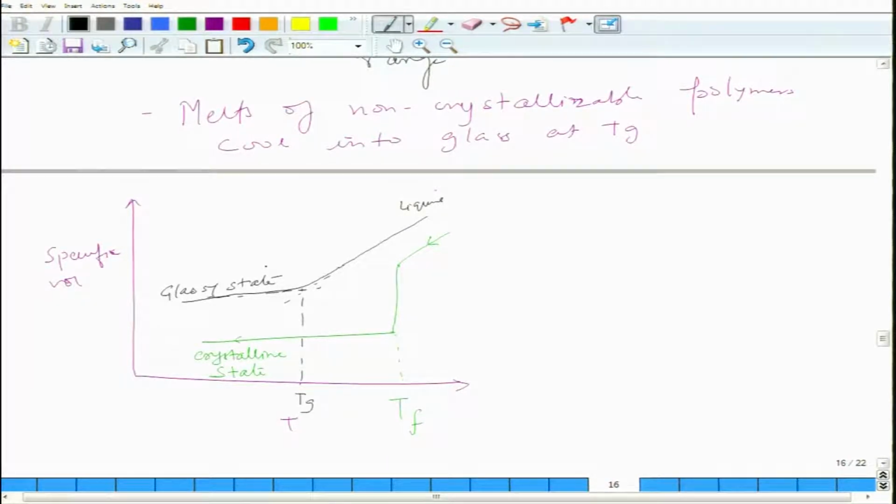Now it depends on the rate at which you are quenching it. For example, if you quench in a different way, it may happen that it occurs somewhere here. So that means you can have different glass temperatures depending on the quench rate. Now typically this is the liquid, and at this point it will be something like a rubbery state.